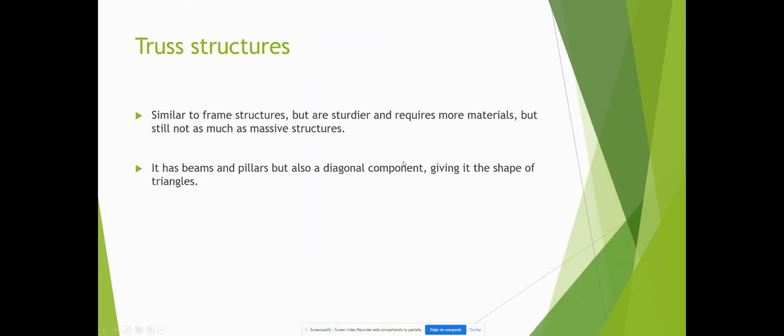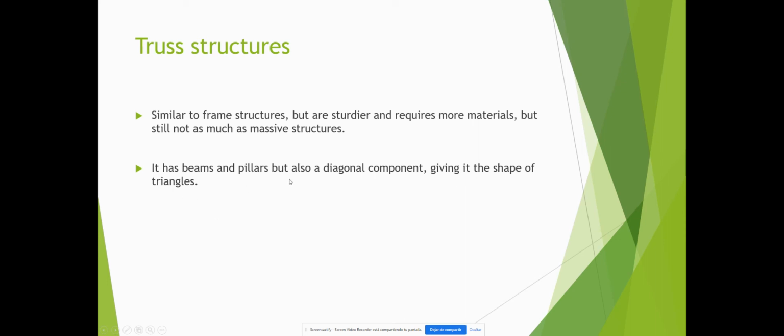The next one is truss structures. They are similar to frame structures, but are sturdier and require a bit more material, but still not as much material as the massive structures. It has beams and pillars, but also has a diagonal component, giving it the shape of triangles.